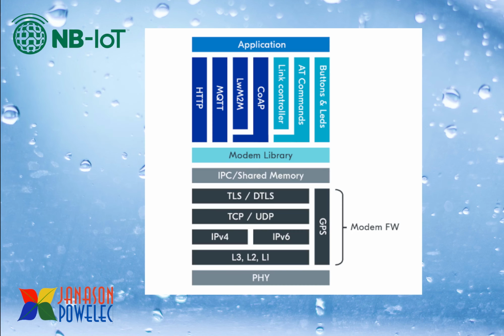The application layer is the topmost layer, and behind it you have various communication protocols like HTTP, MQTT, CoAP, etc. And then it has AT commands, buttons and LEDs, link controller. Below that is the modem library, and below that is IPC and shared memory. TLS and DTLS are security protocols, whereas TCP and UDP are communication protocols. IPv4, IPv6 depends upon the cellular service provider. And then all these layers consist of modem firmware, and below that you have the physical layer.